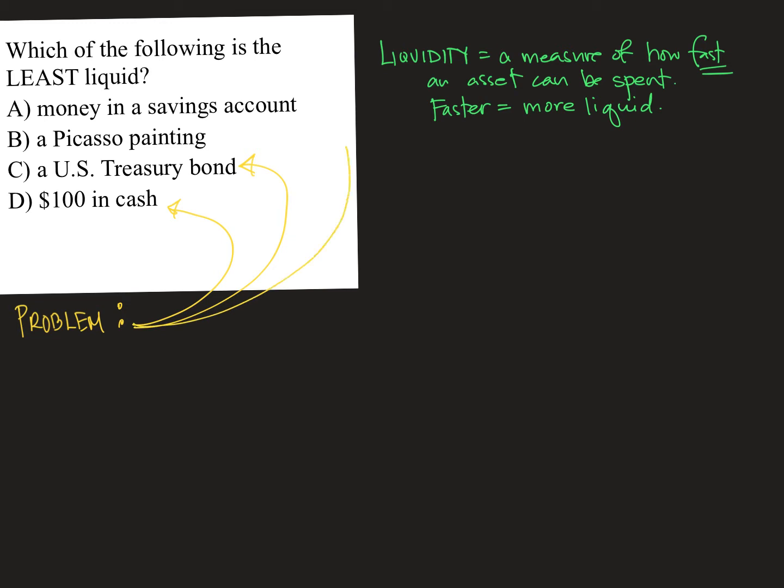Money in a savings account. Likewise, it's pretty quickly spendable, but not instantly spendable. You've got to probably transfer it into your demand deposits first, a different account, before you can access it with your debit card or whatever. So probably the best answer is a Picasso painting. It's going to take a while. This asset is like frozen almost, right? It has to find a buyer. You've got to actually get the painting sold, etc. But hey, you got a Picasso painting, so.